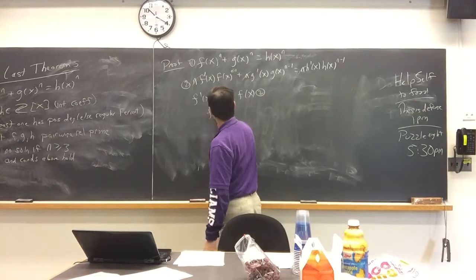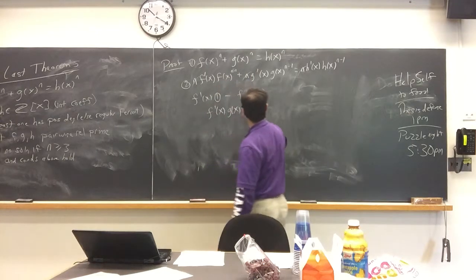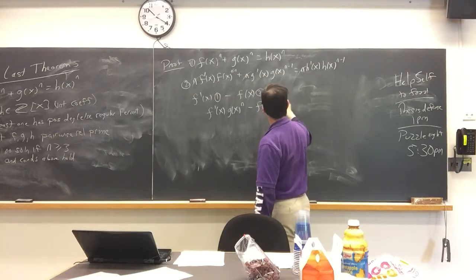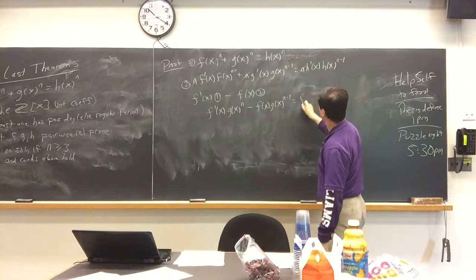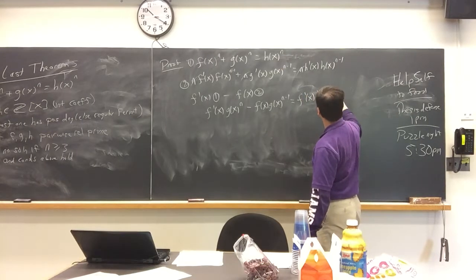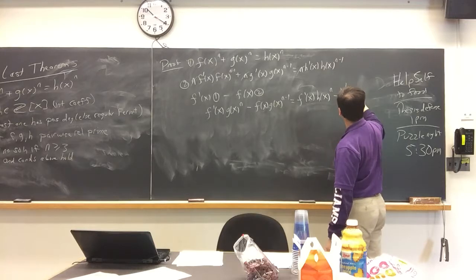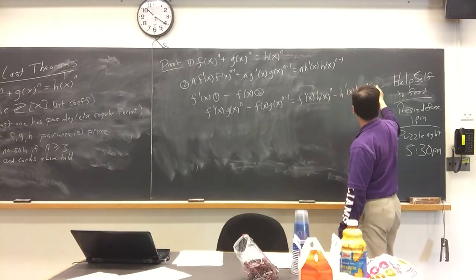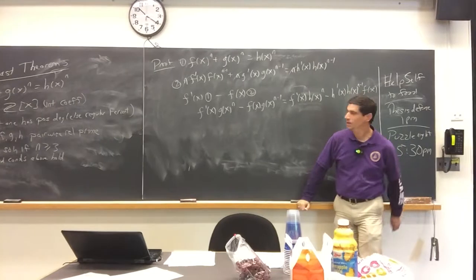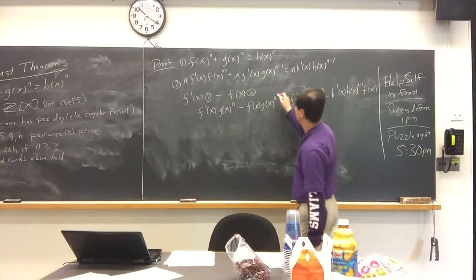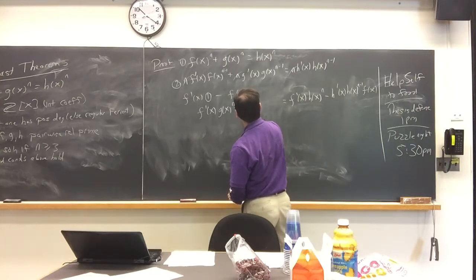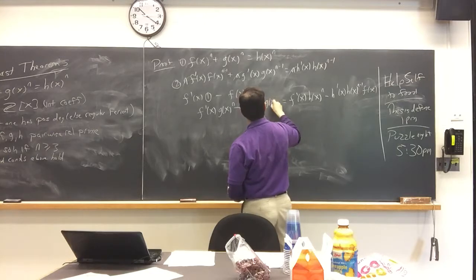So what would we get? We would get f prime of x, g of x to the n, minus, we're multiplying through by f of x, g of x to the n minus 1, is equal to f prime of x, h of x to the n, minus h prime of x, h of x to the n minus 1 times f of x. I think there's a factor of g prime in the second term. Yes, thank you. Minus f of x, g prime of x, g of x to the n minus 1.